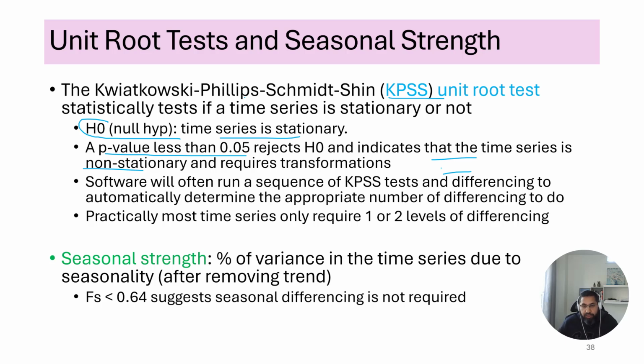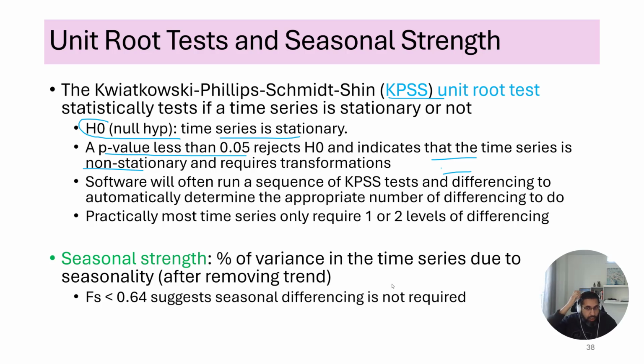Practically, time series require 1 or 2 levels of differencing only to get rid of the trend. And so often software will run this test, find this non-stationarity, do differencing, do seasonal differencing if that's required, and then run the test again and show you, oh, we are no longer a significant KPSS test, so now we are fine, we have achieved stationarity. Whether you want to do seasonal differencing or not, this test will tell you about stationarity.